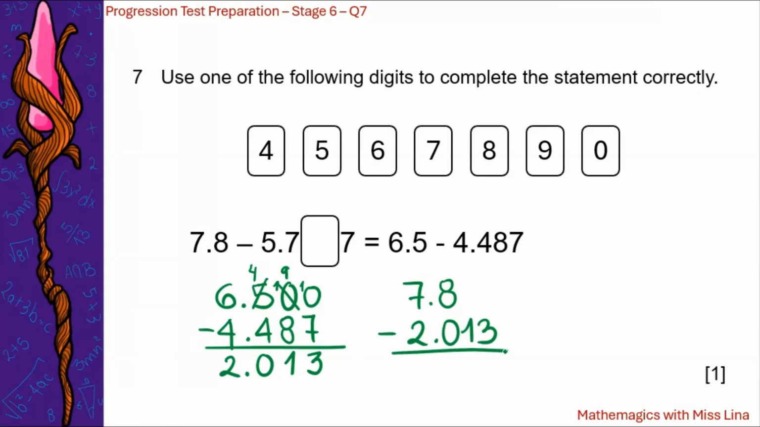2.013. Again, we fill with zeros, so we can start the subtraction. 0 minus 3, cannot do it. We borrow from the next one and we borrow from the next one. 7, this is 10 and it becomes a 9. And this one becomes 10. 10 minus 3 is 7. 9 minus 1 is 8. 7 minus 0 is 7. 7 minus 2 is 5. That's how we know that this number should be 8.